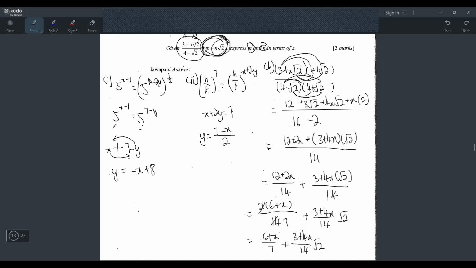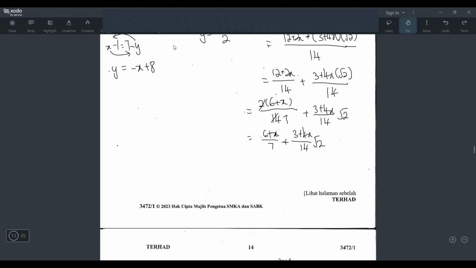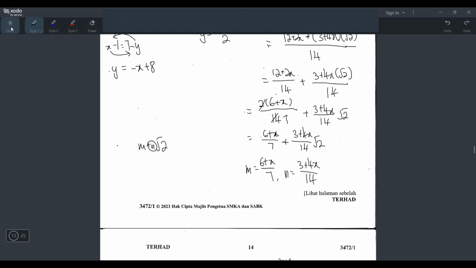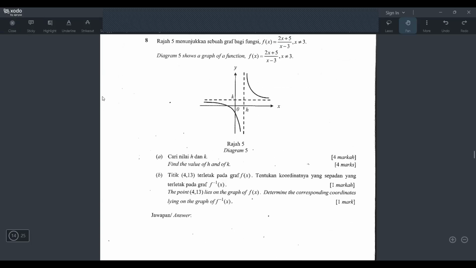So the answer they give us is m plus n square root 2, right? So m plus n square root 2. If you compare this with this, we can see what is the m and what is the n. My m will be whatever in front, which is 6 plus x over 7. And then n will be the coefficient of square root 2, which is 3 plus 4x over 14. Right? And I don't think you can simplify this anymore. So this is the final answer. All right? Okay, done. All right, let's continue.